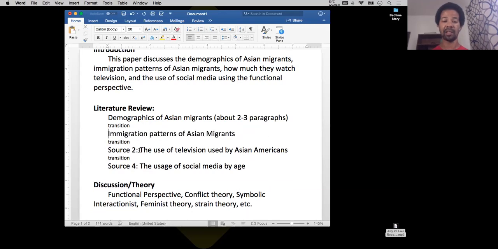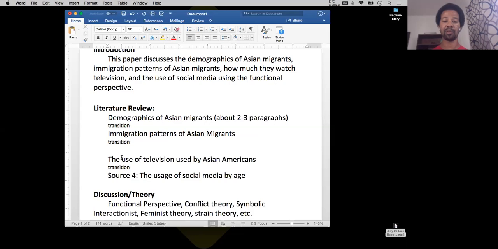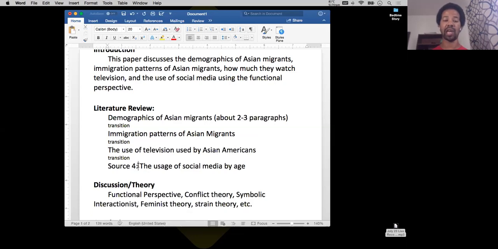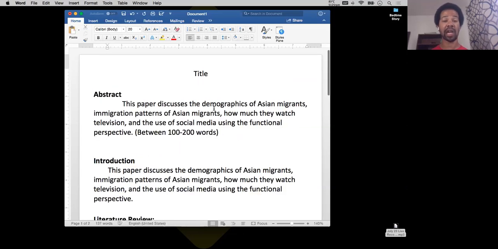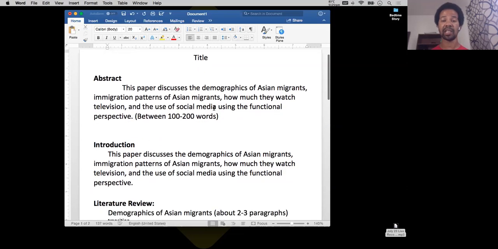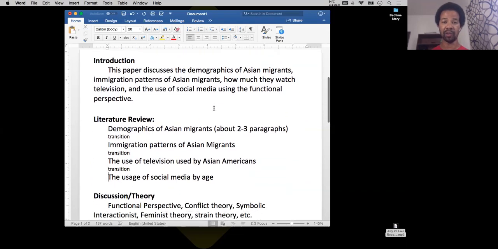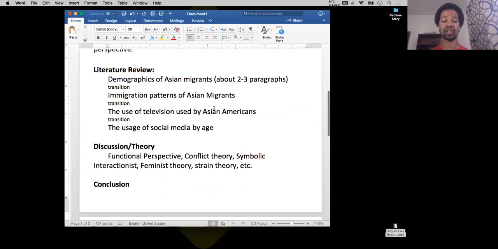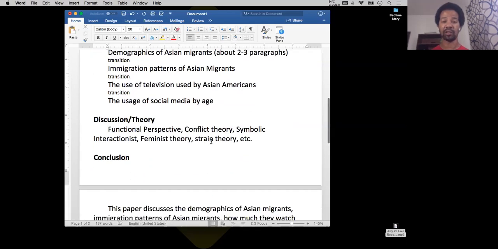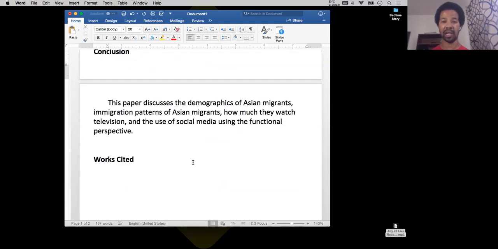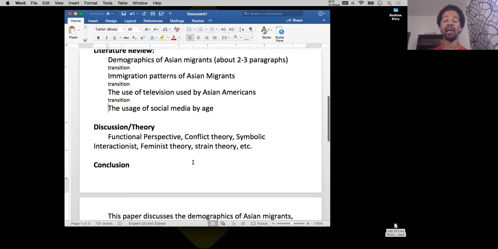Just keep in mind that we want the paper to read as smooth and coherent as possible. Once you're done, look over your paper. Make sure you have the title at the very top. Next is the abstract. Next is the introduction, the literature review, the discussion section, the conclusion, and lastly, the works cited. And that's how I write my papers.